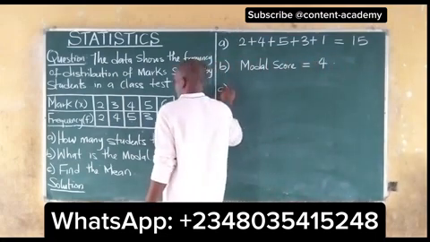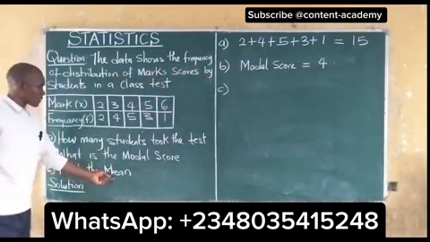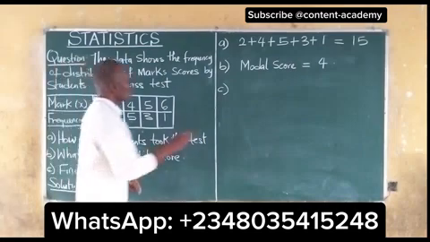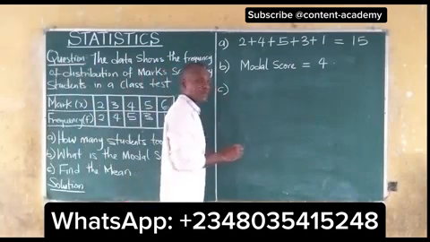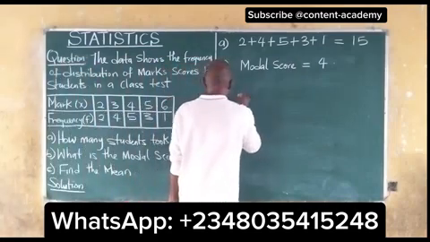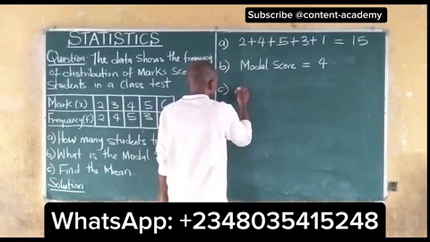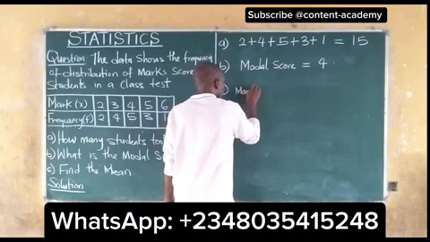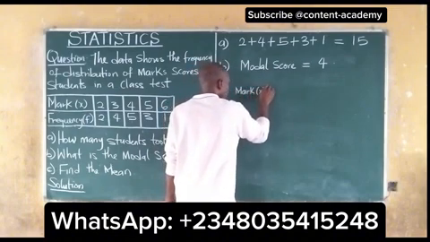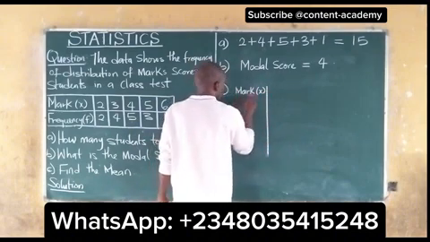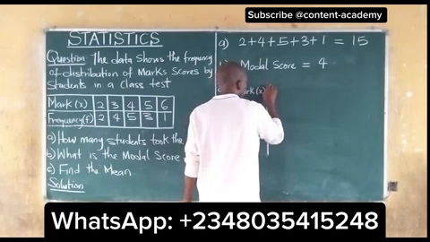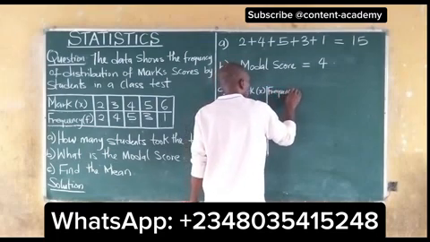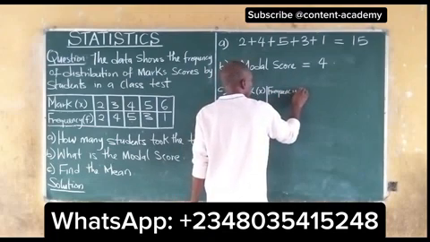C, we are asked to find the mean. How do we find the mean? This is a group data. How do we find the mean? First, we have to make our table. For we to do that, we have this to be our mark, which is x. We have our frequency, which is f.